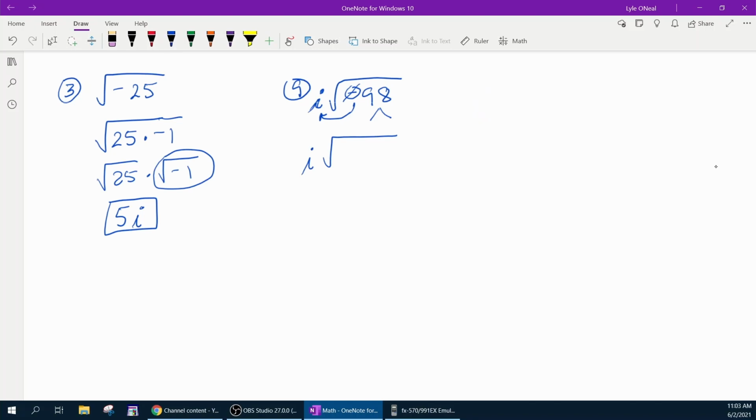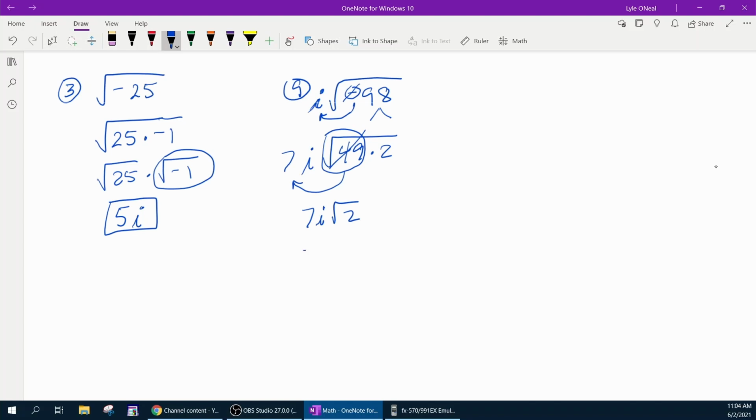So we're going to rewrite 98 as 49 times 2. Doesn't matter what order those go in. And then we know the square root of 49 is 7, so we can simplify that part. But the square root of 2 won't square root. So my answer is going to be 7i square root of 2, simplified completely.